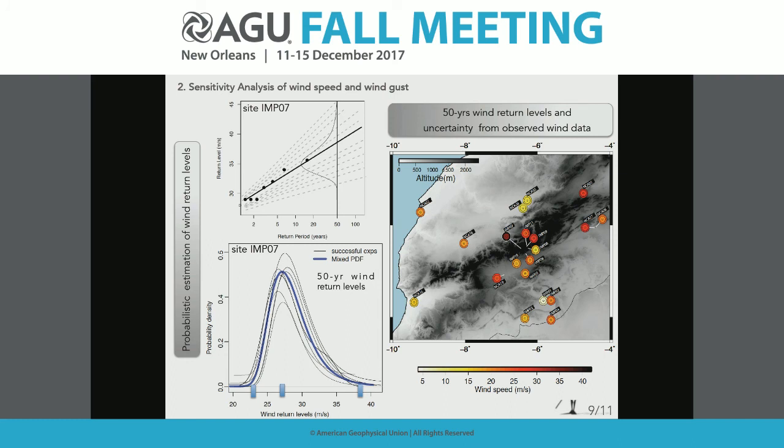And then this probability distribution, the mixture one, is exactly what you see now in these maps. So these circles represent, at each site, the median and the confidence intervals of the resulting final mixture probability distributions. So this is what we have here: different sites, different expectations of extreme winds. For instance, here we have the most extreme winds expected, up to 45 meters per second. So this depends a lot on the orography, as we can see.